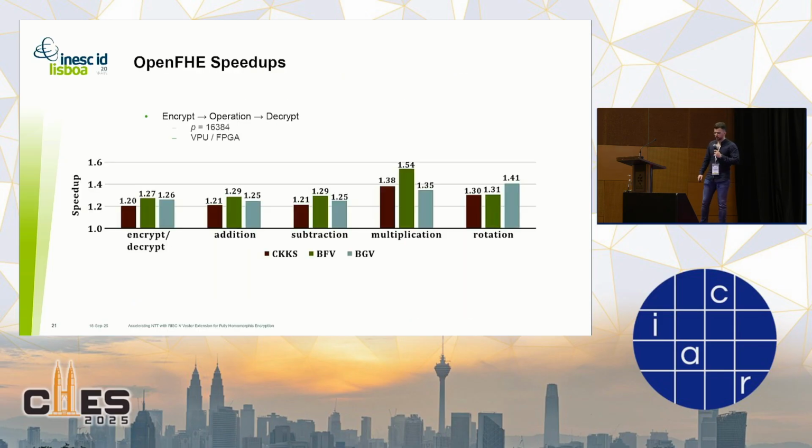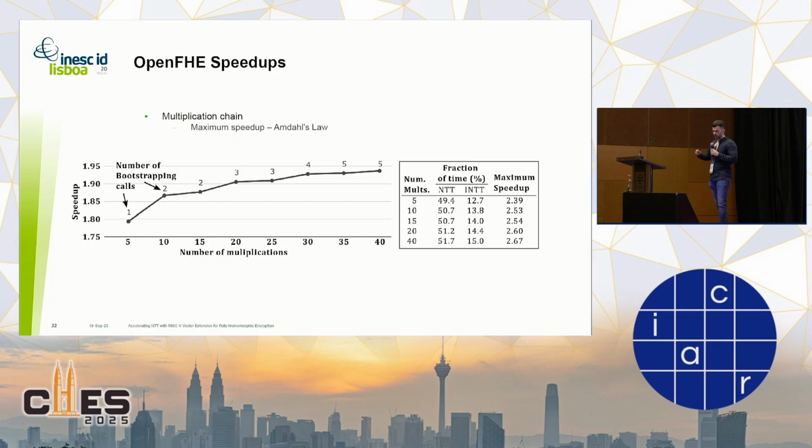Then we can take a look at speedups in the context of OpenFHE, whole applications. This is the simplest example we could come up with, which is just encrypting a ciphertext, performing a single operation, decrypting. In this case, we're using a P of 16K and running this on the VPU. This first example has no operation, it's just encrypt, decrypt. And we see speedups across the board for addition, subtraction, multiplication, rotation. And this applies to all of these schemes that we tested.